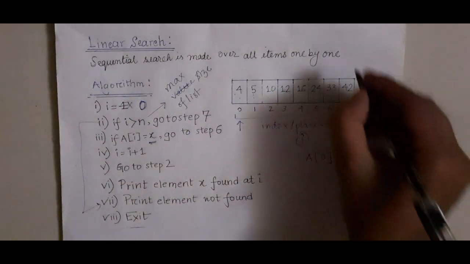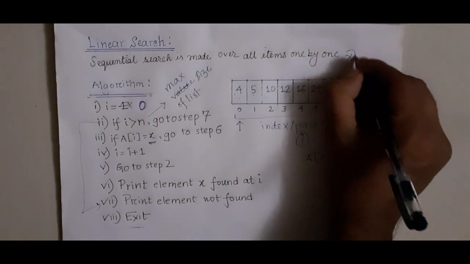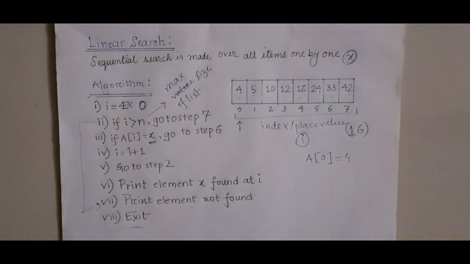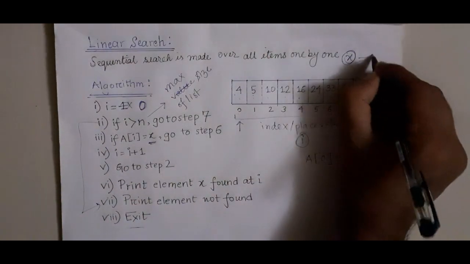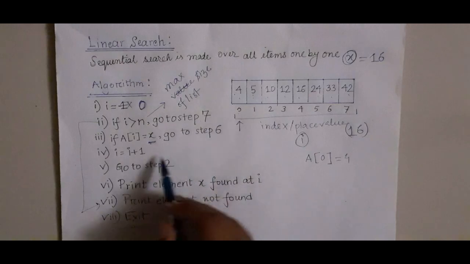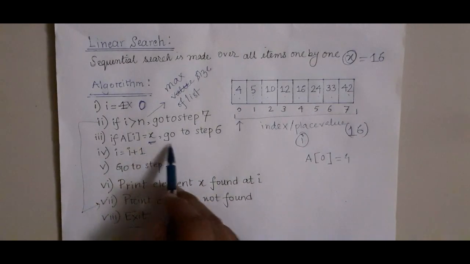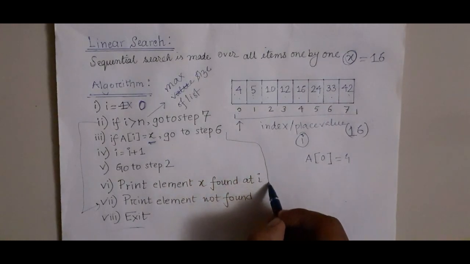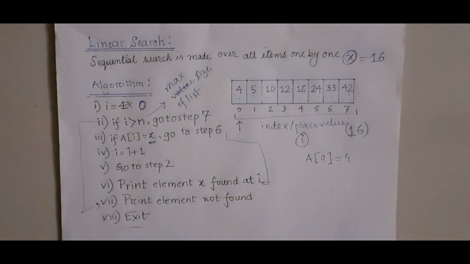And x, what is x? X is nothing but the value that we are supposed to find out. In this case, x is 16, right? We need to find this thing out. So if A of I is equal to x, we need to go to step 6. Step 6 is this one, right?